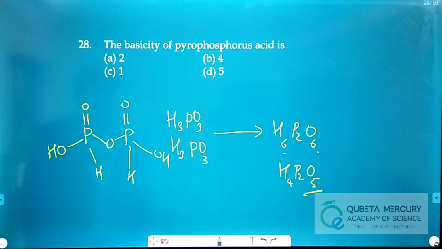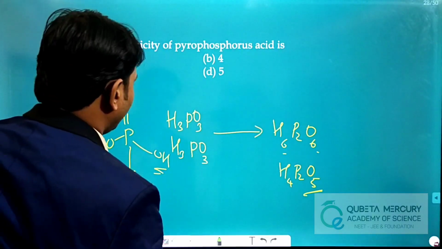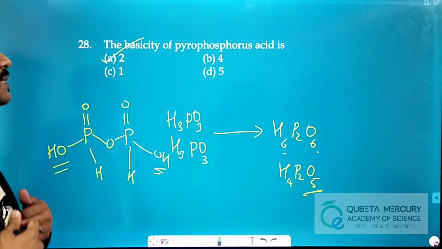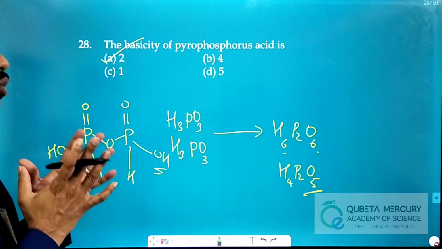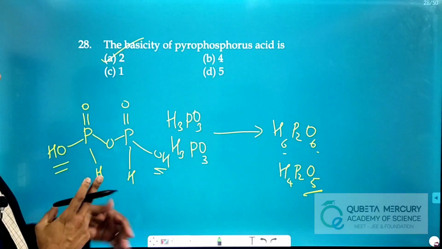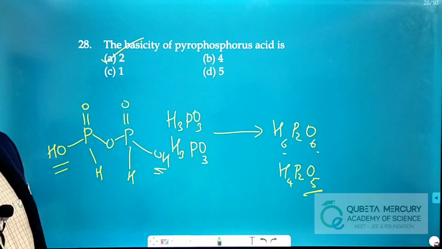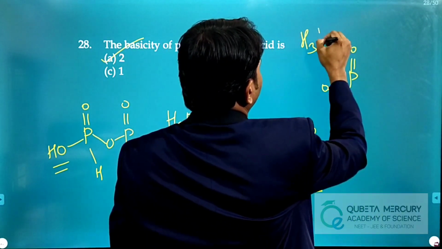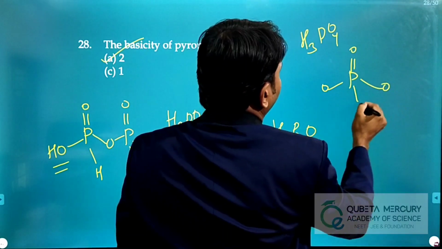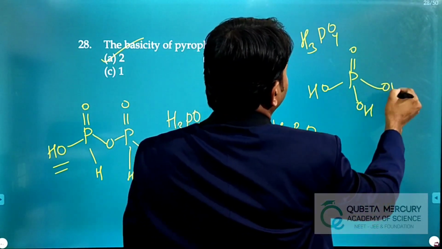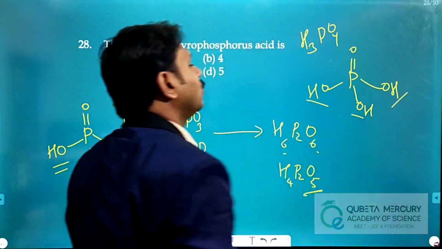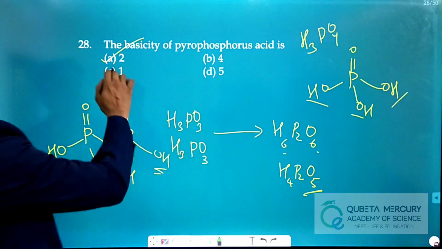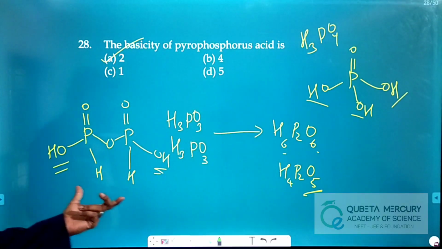It contains two OH groups. Therefore, the basicity is 2, a dibasic acid. See, what is meant by the basicity of pyrophosphorus acid? How many OH groups are present in the given acid? That is what is being asked. If it is phosphoric acid, then the formula is H3PO4. There, 3 oxygens are there, all attached as OH groups. So the basicity of phosphoric acid is 3. Here the basicity is 2 because only two OH groups are there. The right answer is 2.